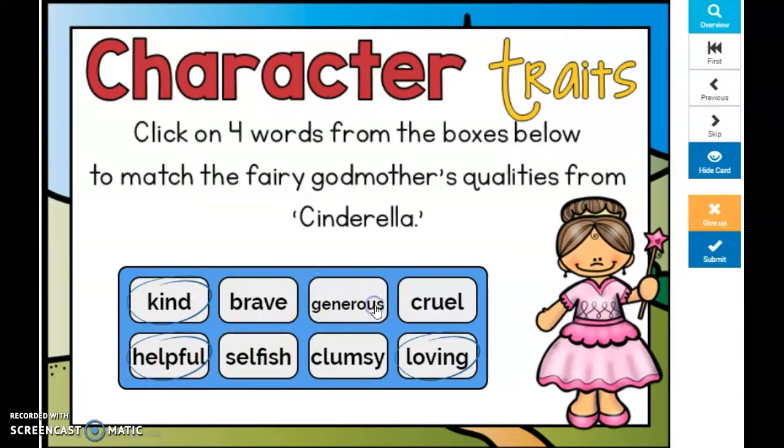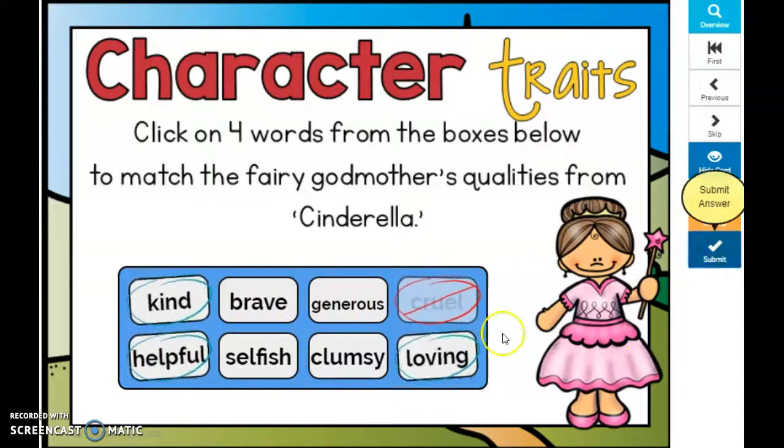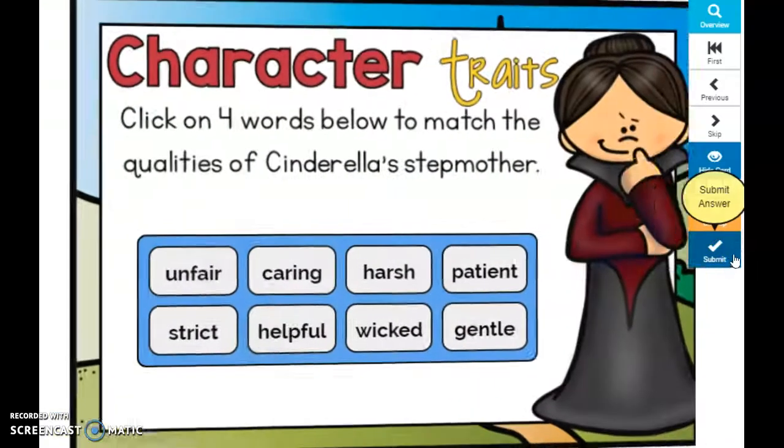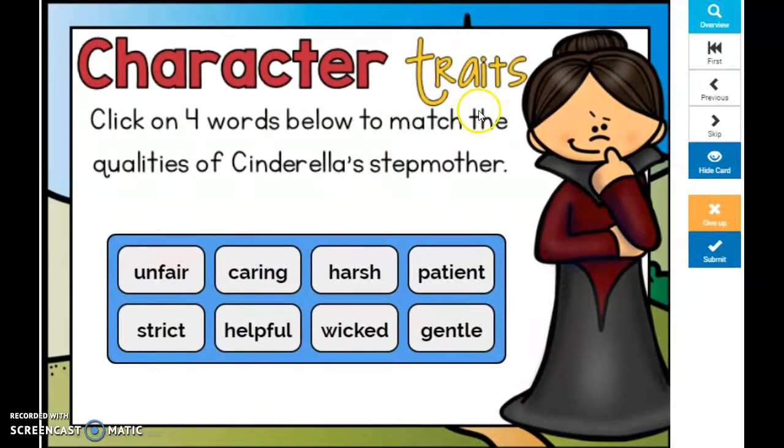So I'm going to click on some. Let's say we clicked cruel. And we click submit. It's going to say she's not cruel. So what is she, brave or generous? She's generous because she gives up things. She gives Cinderella wishes. All right. So then you would go to the stepmother and then you would click on which 4 characteristics and it will correct it for you. So I want you to practice describing these characters before you listen to the story. So I want you to pause this video and go to the boom cards now.